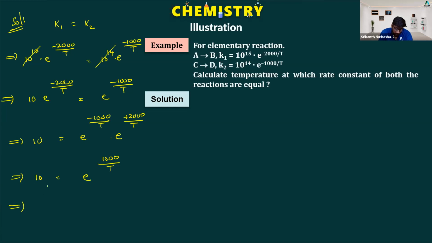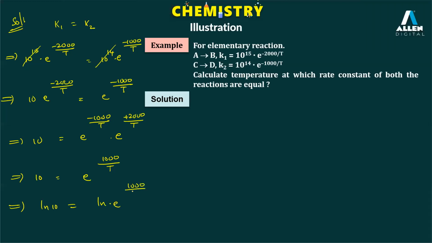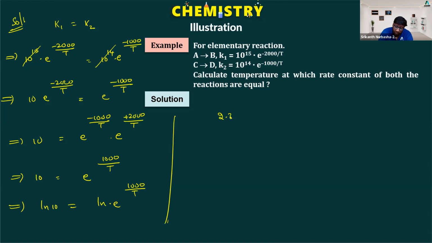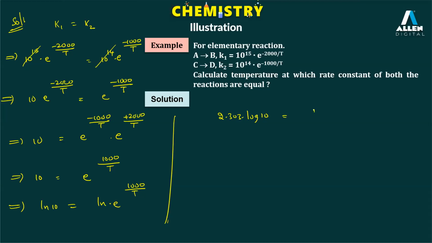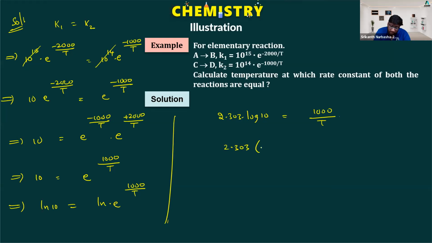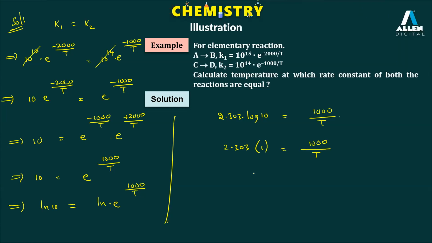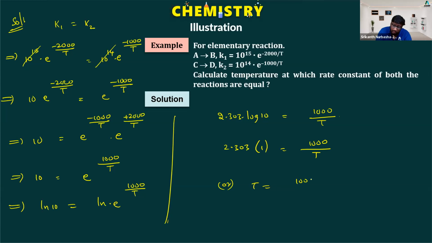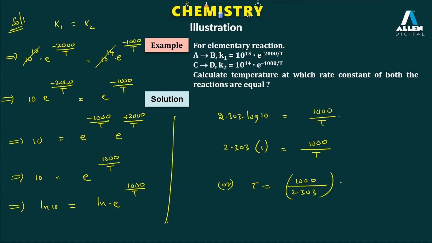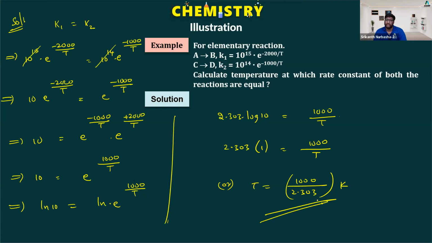So apply natural logarithm. ln 10 is equal to ln of e power 1000 by T. So ln 10 I can write as 2.303 into log 10, is equal to ln e, 1000 by T, you can directly write. Yes or no? Yes. So 2.303 into log 10 is 1, is equal to 1000 by T, or temperature T is equal to 1000 by 2.303 Kelvin. So this was the temperature at which the rate constants of both the reactions are going to be equal.